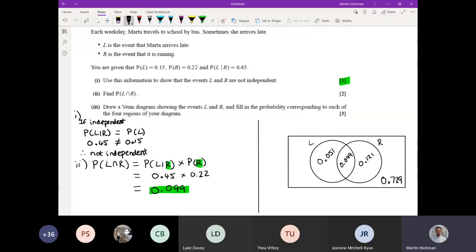Just have a look at some questions. Okay, so if you've got any questions, let me know in the chat. If not, we'll move on to our final example.